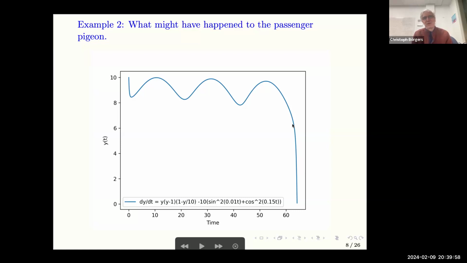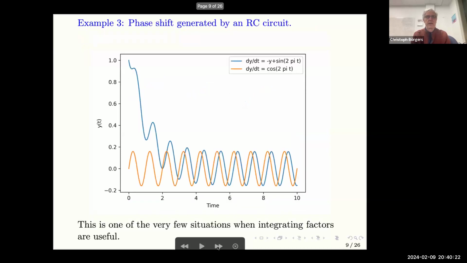So I don't know whether that's actually what happened to the passenger pigeon in the 1800s when the passenger pigeon fairly suddenly went extinct. But it's, I think, an interesting illustration for a class on differential equations, that catastrophic things can happen all of a sudden for hidden reasons, reasons that are in the dynamics but are not clear a priori.